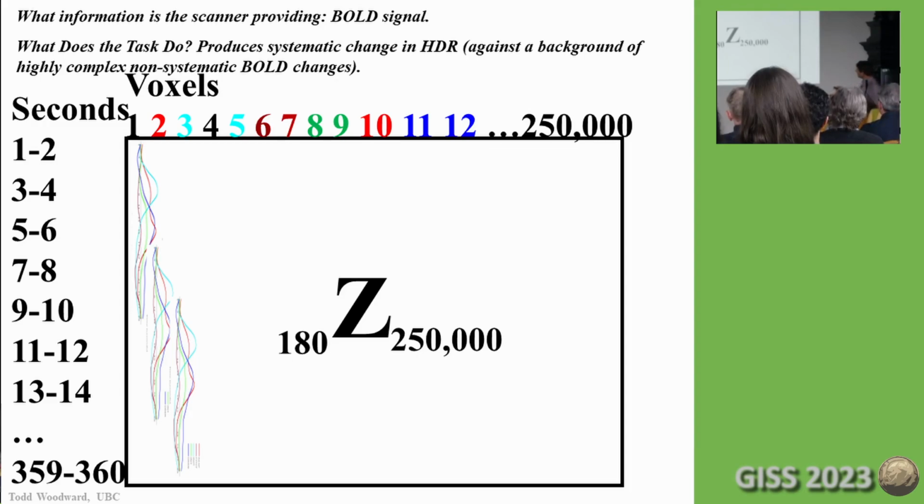Then we have another 2 seconds here, another 2 seconds here, down to the last 2 second time bin, which is 359 to 360 seconds. That makes a matrix with 180 rows because every 2 seconds gets 1 row. Does anyone have any questions? Anyone want to make a comment? So 250,000 variables and 180 rows. So this is 250,000 columns, 180 rows.